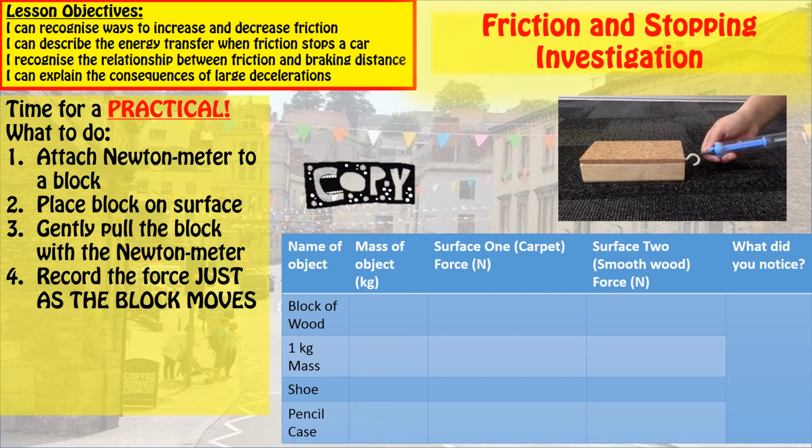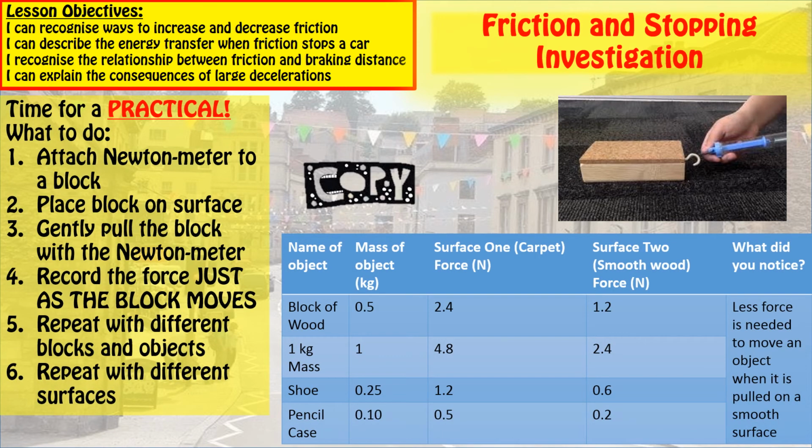And this is what your table of results might look like. Name of object on the left, the mass of the object, so you put it on some scales and you can measure its mass. Surface 1, I've chosen a carpet, and surface 2, I've chosen smooth wood. And then, of course, we always write a little conclusion to try to describe or explain what happens. Okay, so that's what you would do.